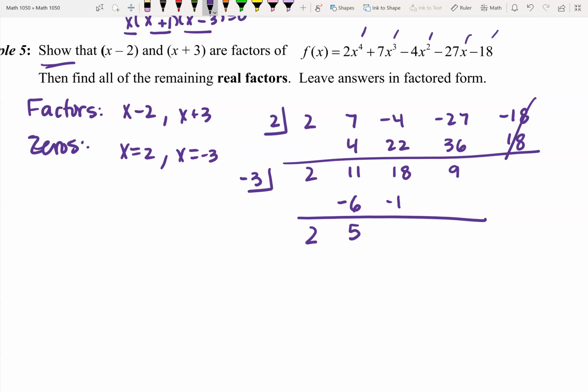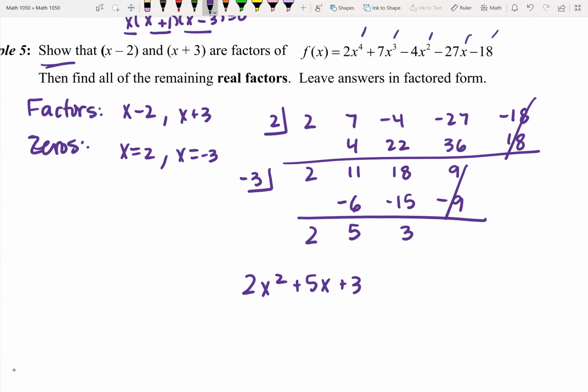5 times negative 3 is negative 15. 18 minus 15 is 3. 3 times negative 3, negative 9, no remainder. Right? Okay, so this is a 4. I did synthetic division twice. 4 minus 2 is a 2. So now I have 2x to the second plus 5x plus 3.